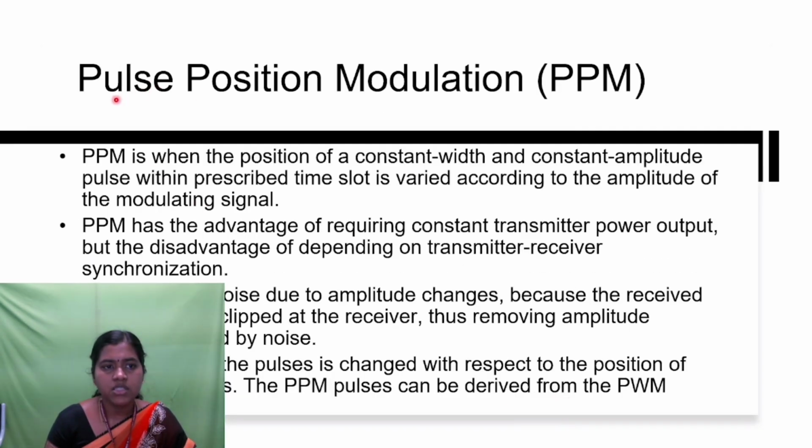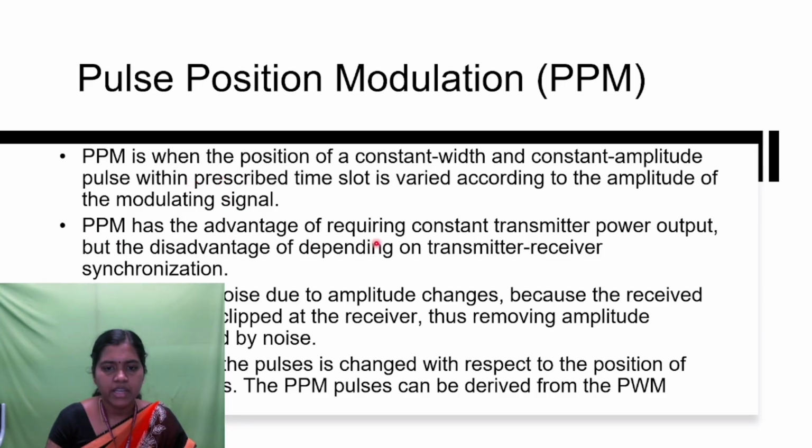The next technique is pulse position modulation. From the name itself, here we are going to change the position of the signal. Pulse position modulation is when the position of a constant width and constant amplitude pulse within the prescribed time slot is varied according to the amplitude of the modulating signal. So when dealing with width and amplitude, both are constant. Here we are going to change just the position of the signal.